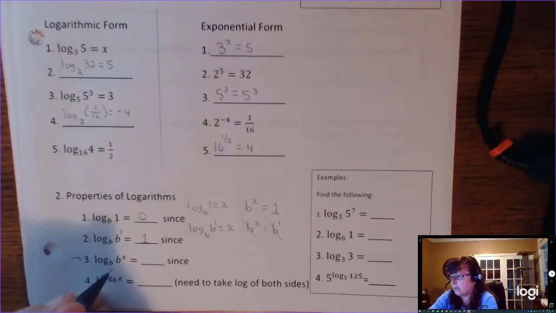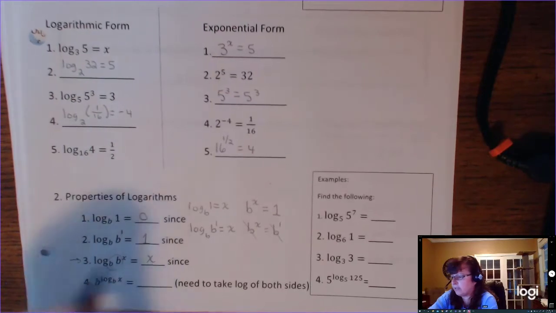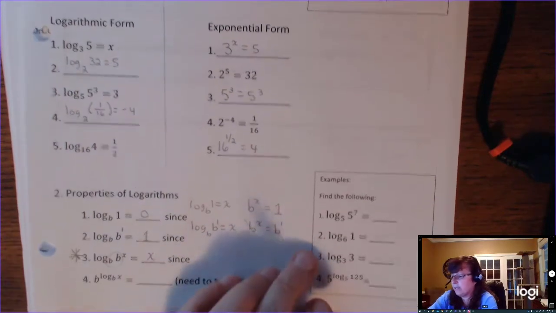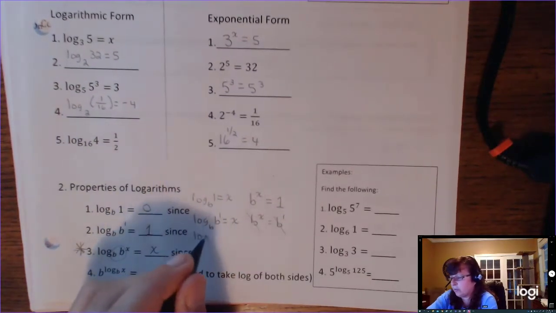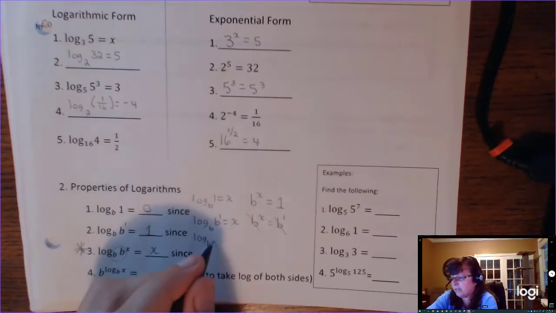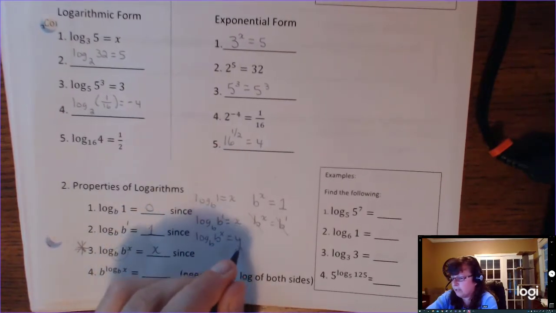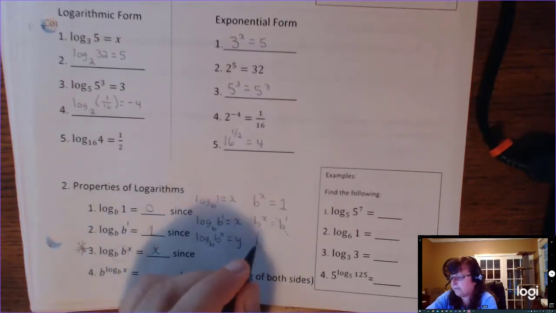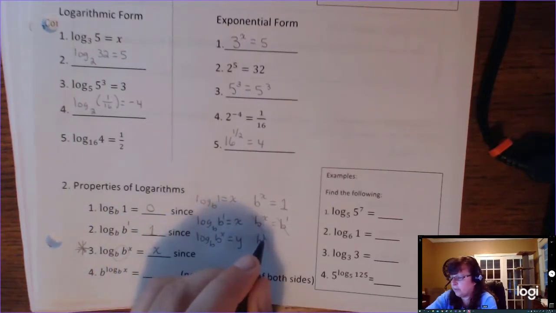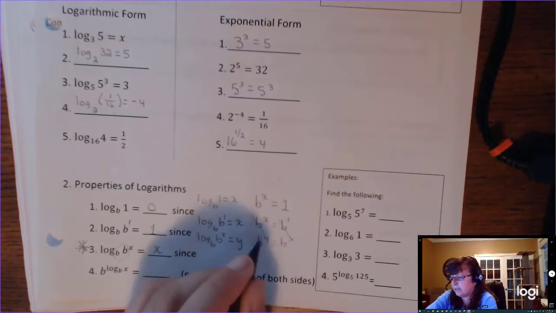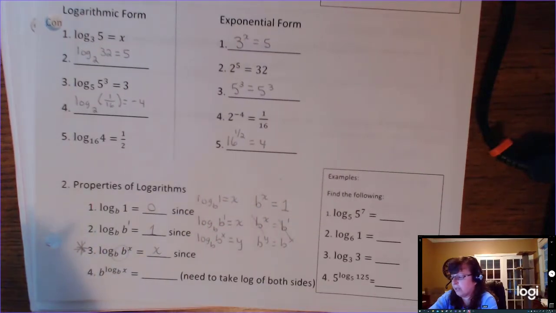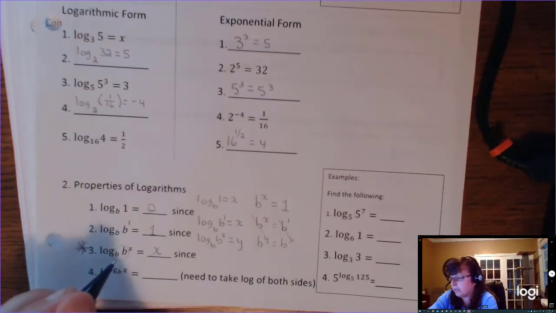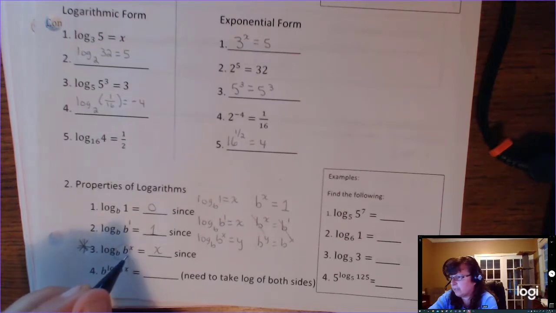The log base b of b to the x, if you can get the same base here and here, that just equals x. So that's a really important property. I'll go through the y again. The log base b of b to the x equals something. We got to use a different variable, y. So if we rewrite that in exponential form, that's b to the y equals b to the x, and sure enough, x equals y. So you want to try to get the same base here and here.